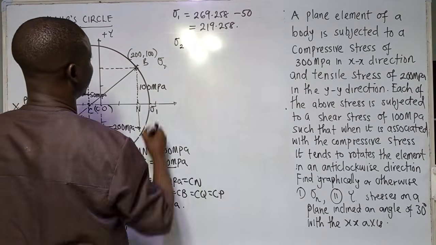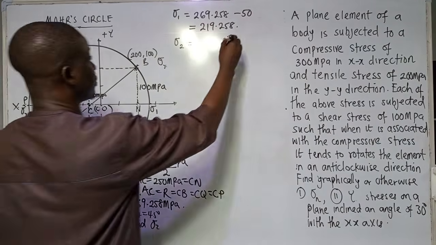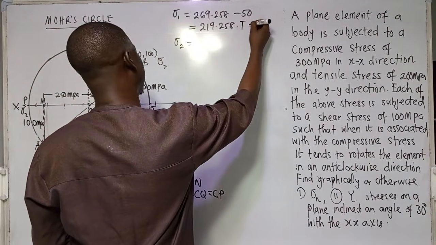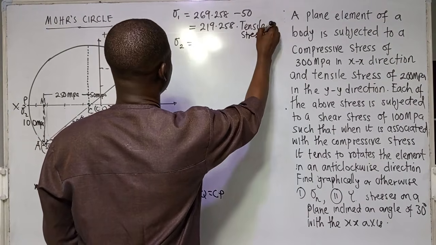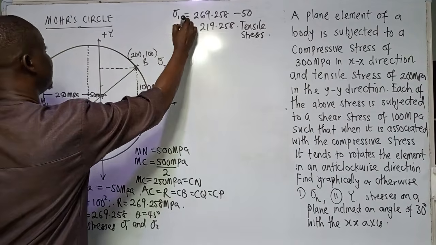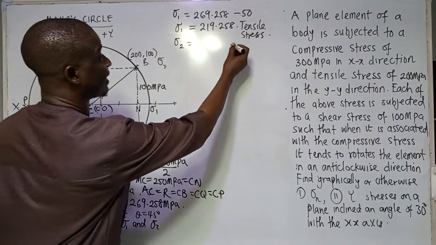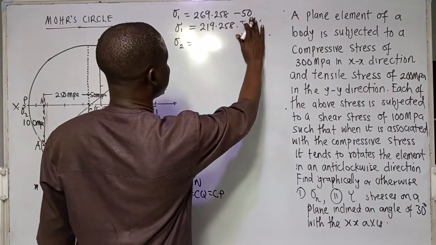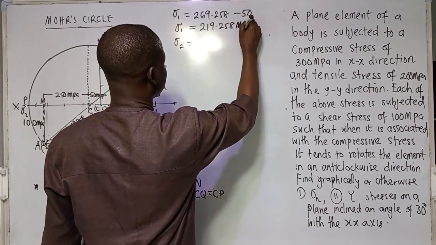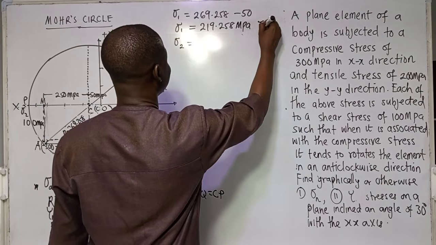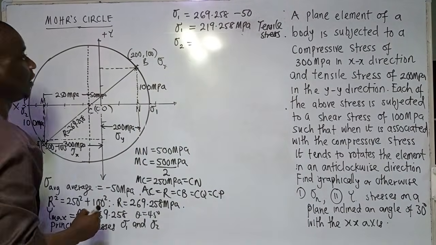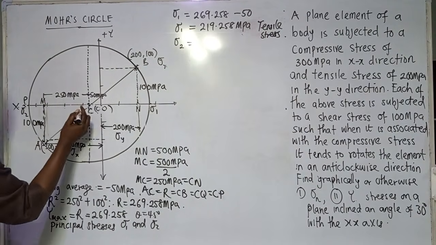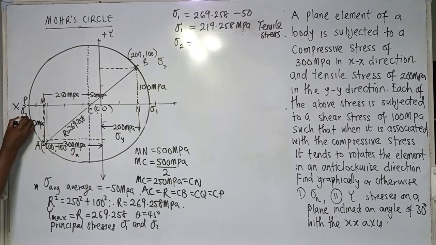Then the minor, or this one, is due to the principal stress. Let me say due to tensile stress. Put it that way, better. This is better presented as principal stress due to the tensile stress, in megapascal.